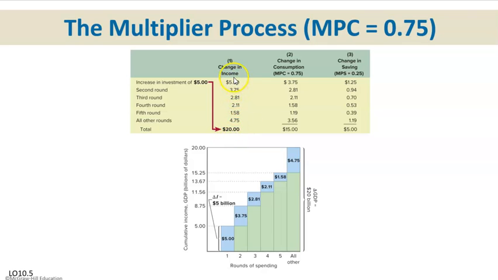So if we added up all of these increases in income in all of these different rounds, it would end up equaling $20. So here's your initial change in spending, and here's the change in GDP. And you can see it increased times 4. That means our multiplier is 4 in this case.